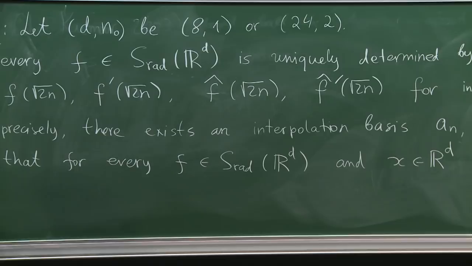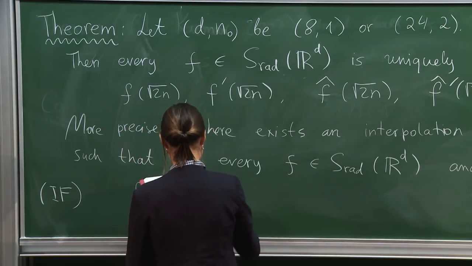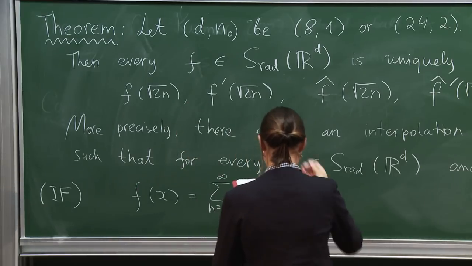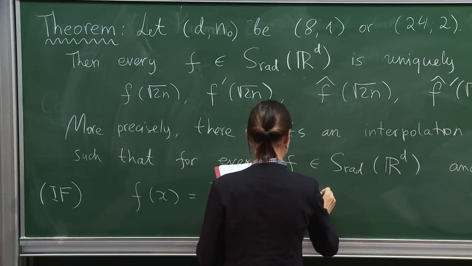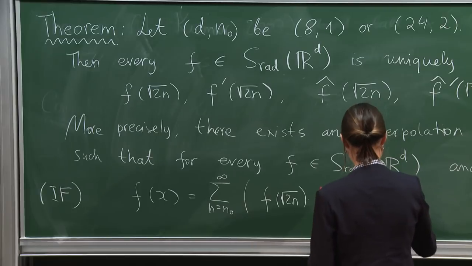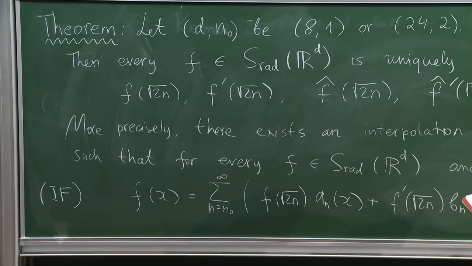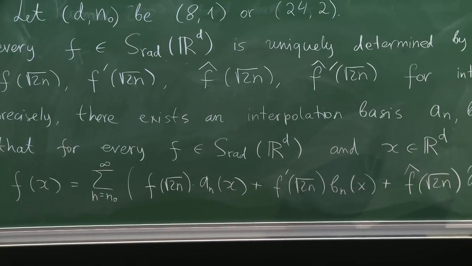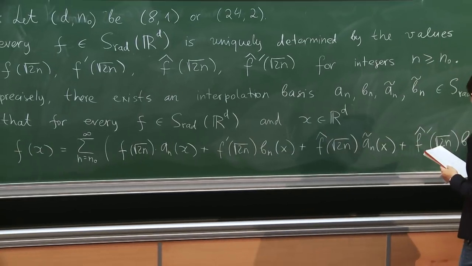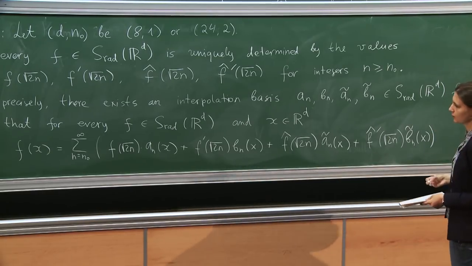I do not know this equation, but IF for interpolation formula. So we know that f of x is equal to the following sum, where n goes from n0 to infinity, of f of square root of 2n times a_n of x, plus its derivative, plus the value of the Fourier transform at this point, and so on. Also what is important is that this series converges absolutely.